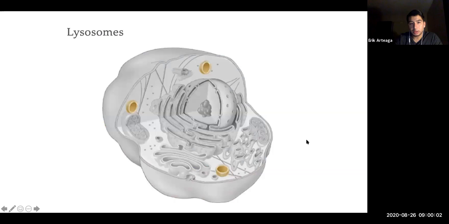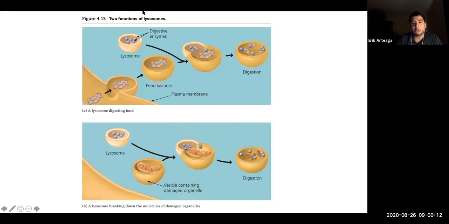All right, so lysosomes. Here we have lysosomes spotted. Again, these are those vesicles that are free floating in the cell. And they have two main functions. So digestion of food or breakdown of molecules or damaged organelles, okay? And this is important for the cell. Cells can have damaged cellular components, and it's important to be able to break those components down.